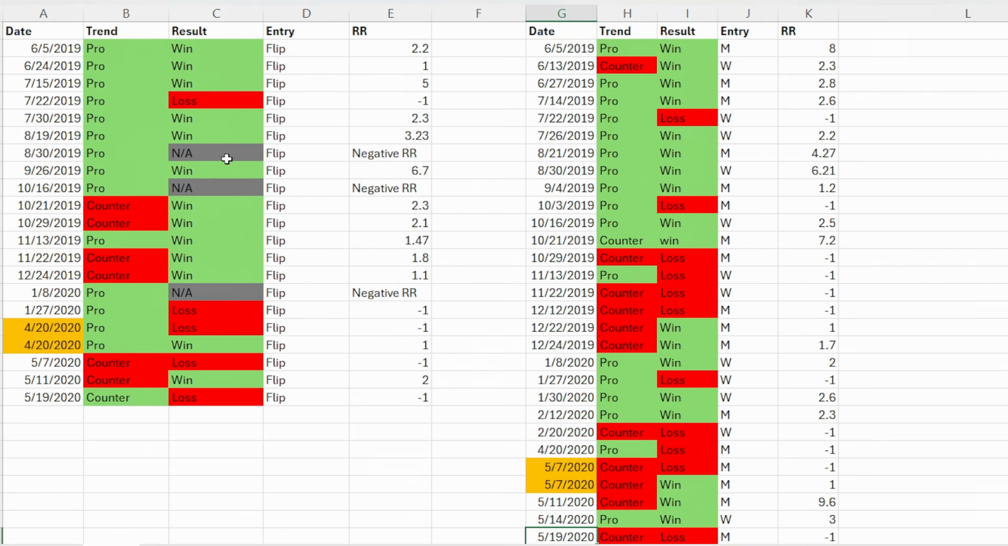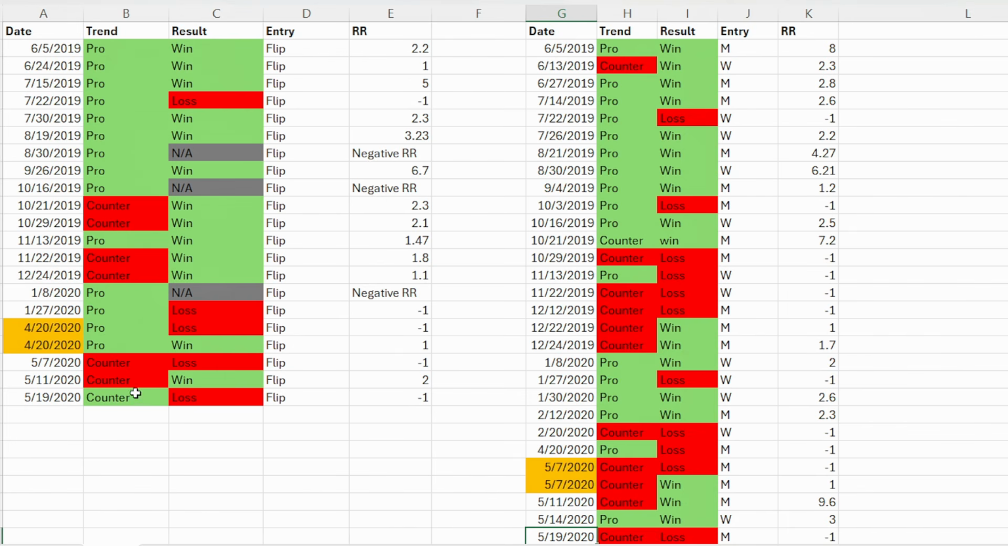So where we have non-applicable is when price does not give us at least one R. So if we get a negative R, that would be non-applicable because by that time you would move your stop loss if it's above 0.5 R. So above 0.5 R would be considered non-applicable. Anything below 0.5 R, since you don't have time to move your stop loss, would be considered as a loss.